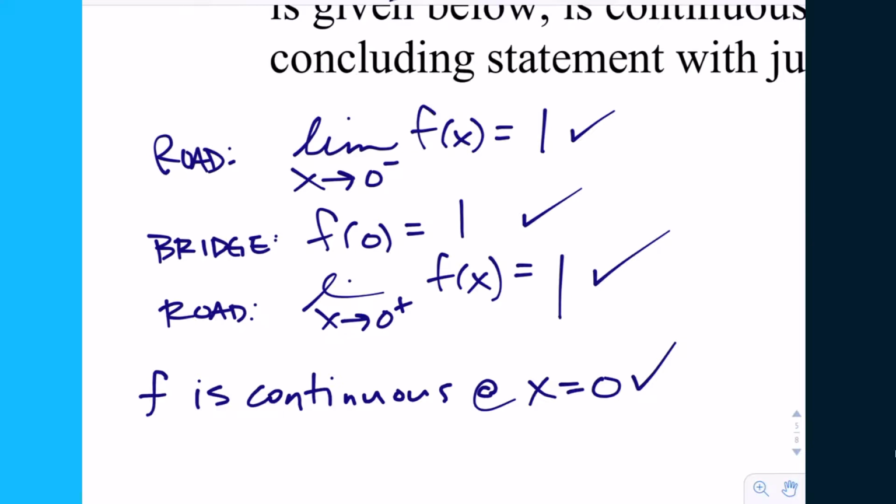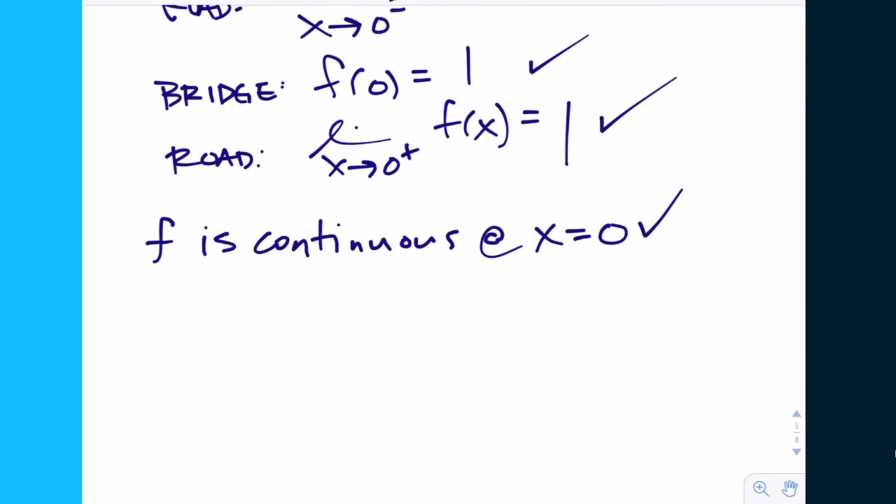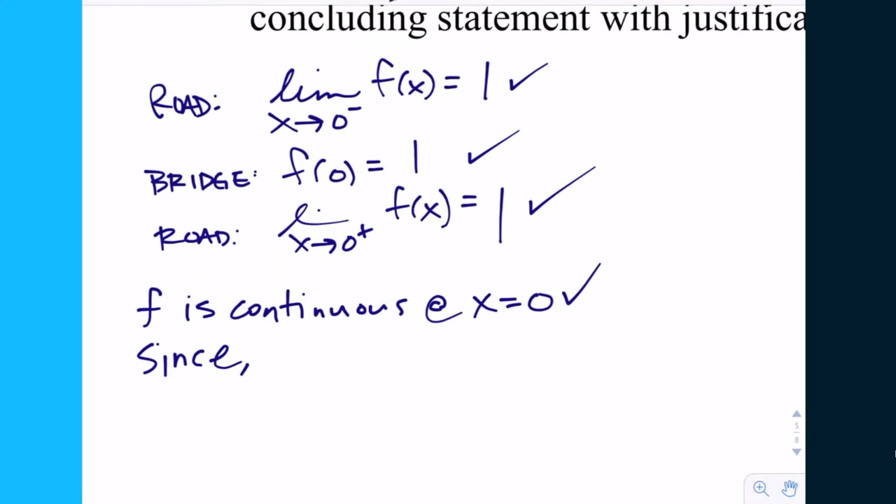Not it is continuous or it is continuous there. Don't use pronouns in this class. Eschew pronouns. Okay? Use the actual noun, proper noun. Since or because. Because is actually more correct, but it's a little bit longer, so no one's going to fault you for saying since. Okay? Since, and then what's the reason? Based upon the three-step definition.